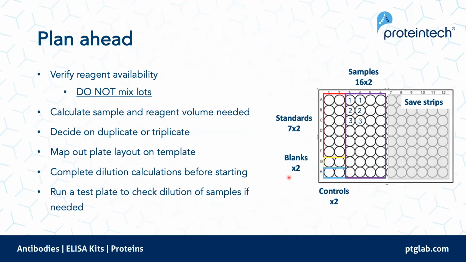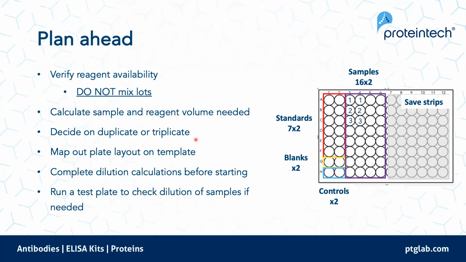So one thing that we can do when running an ELISA is always to plan ahead. First, you want to ensure that you have enough of each reagent available to complete your planned experiment. And if you have multiple kits or multiple lots of buffer, for example, do not mix them. It's really important to keep everything as standardized as possible. If you do run out of something, it's okay to mix between the plates of the same lot, but whatever you do, do not mix lots, especially of things like buffers and antibodies.